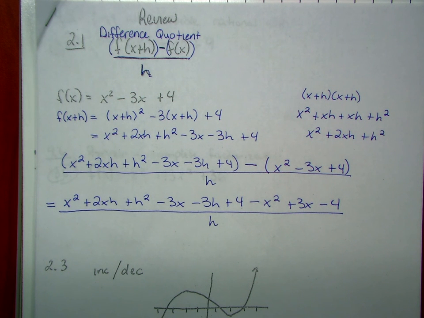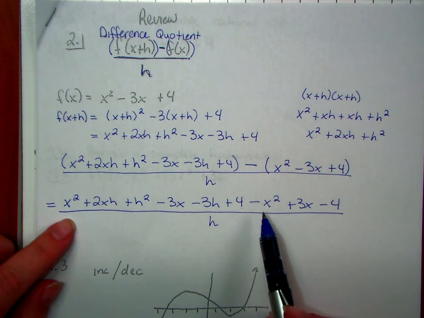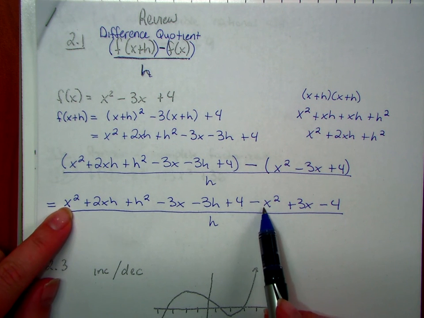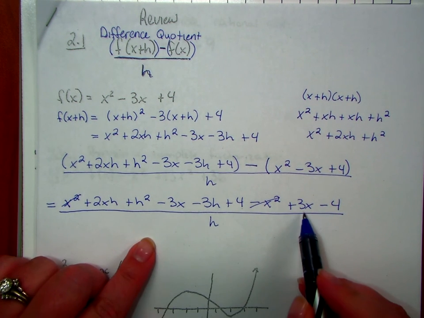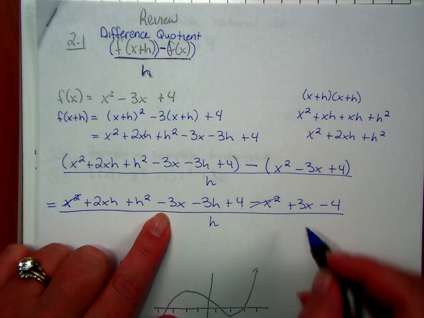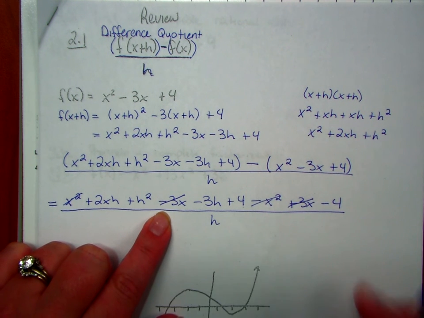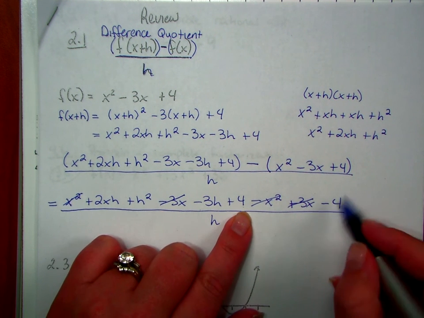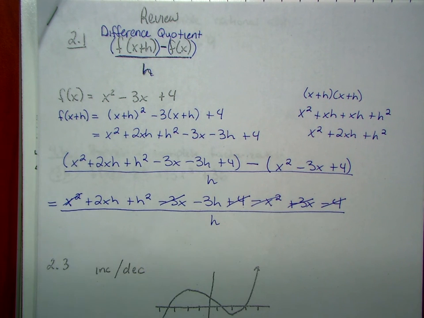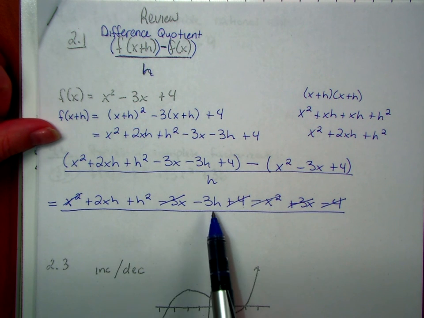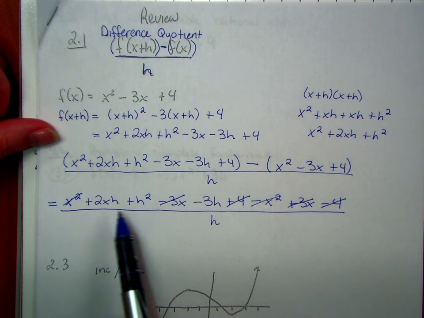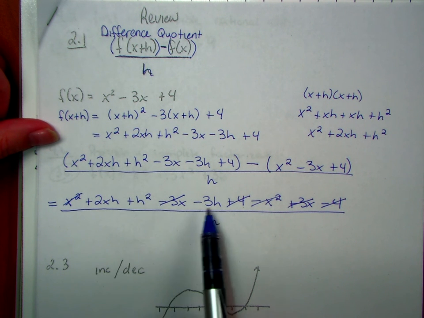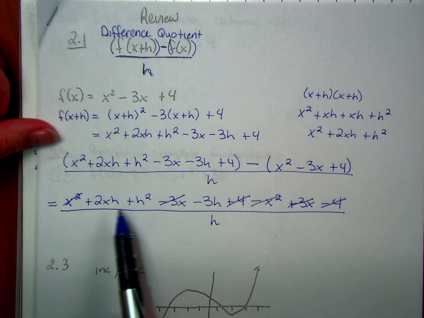So at this point you should see some like terms, okay, and things should start canceling out. So the first of which, x squared minus x squared, cancels. Positive 3x, negative 3x, cancels. Negative 4, positive 4, cancels, right? Now, we have 3 terms left. They don't cancel each other out, but they do all have a common factor. And that common factor is h.